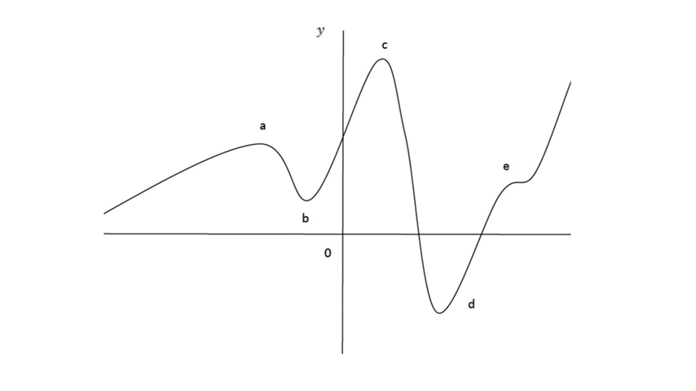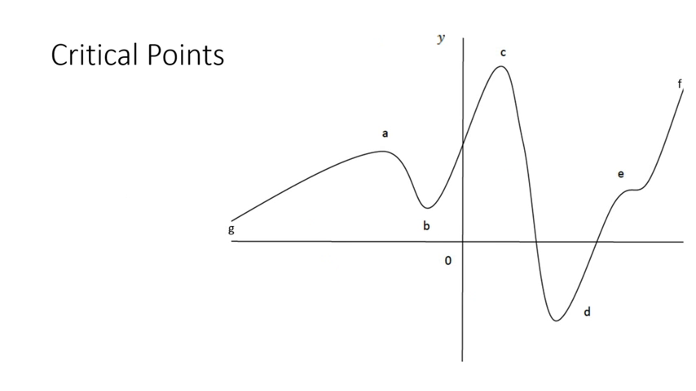So let's go ahead and just look at this crazy function here. You'll notice that it goes up and then down and then up and then down and then slows way down, flattens out, and then keeps going up some more. It also has two endpoints. Here I've marked them F and G.